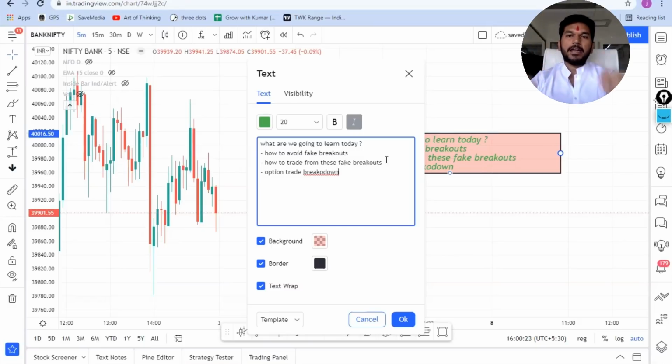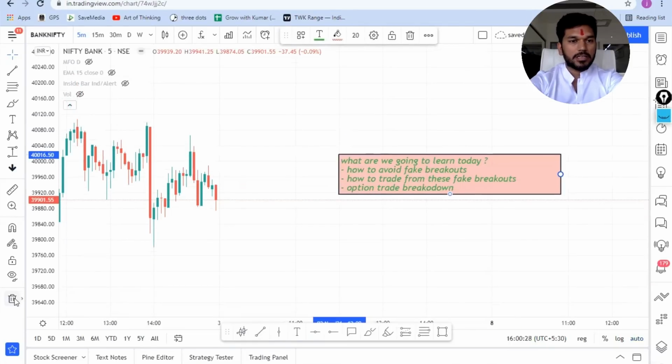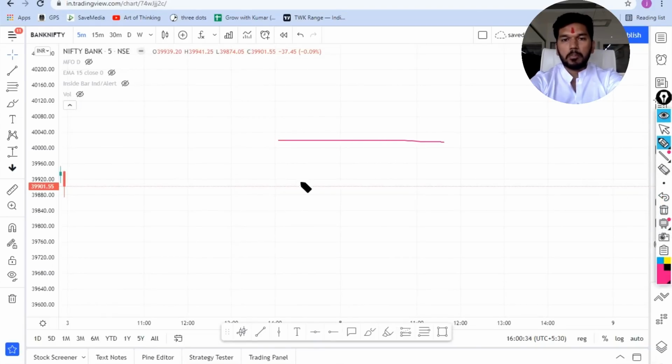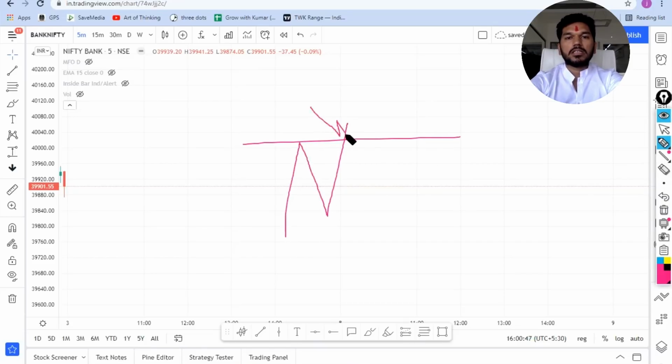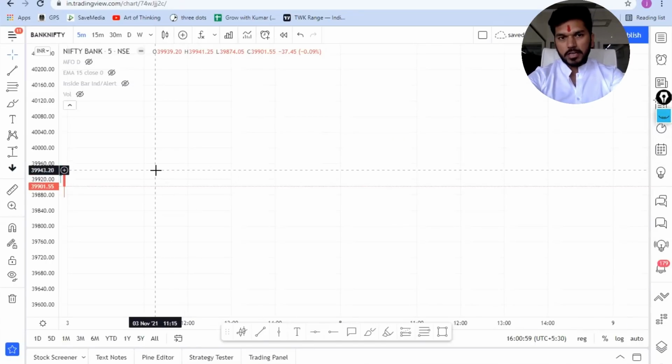First of all, let us recall what we learned in yesterday's session. Yesterday I told you one thing, that if a particular level is tested multiple times and then there is a breakout, it is a high probable breakout. And usually when the breakout is something like this, it is suggested to avoid it. We always want that a particular level is tested multiple times before we take a breakout or a breakdown trade in it. Now let's have a look at today's Bank Nifty chart.